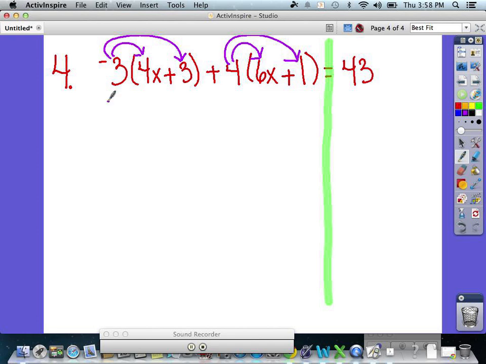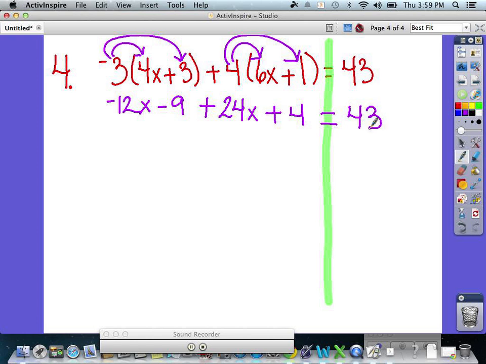Negative 3 times 4 will give me negative 12x. Negative 3 times positive 3 will give me a negative 9. 4 times 6 will give me a positive 24x. And positive 4 times positive 1 will give me 4. I'm going to bring down my equal sign and my 43.